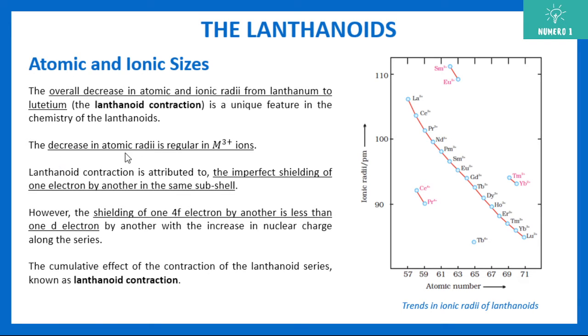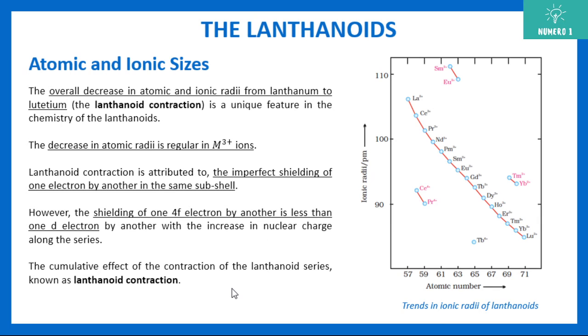So, there is a regular decrease in the atomic radii of M3+ ions. Why is this happening? Because of the imperfect shielding of one electron by another in the same subshell. Also, note that the shielding of one 4f electron by another is less than that of a d electron. Why is that? Because 4f is a bigger orbital as compared to d. All this gives rise to a contraction in the atomic size that is known as lanthanoid contraction.